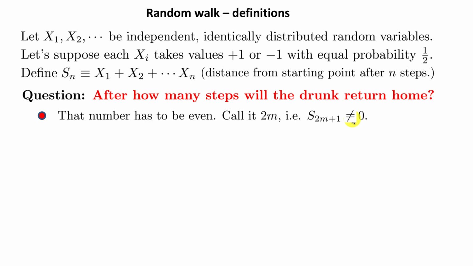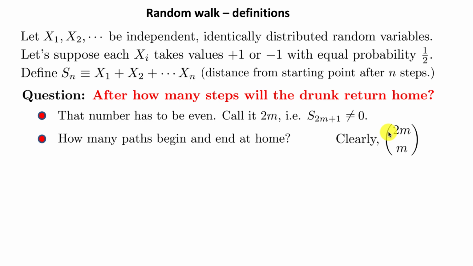Next, we can ask how many paths begin and end at the starting point, at home. Let's see how to work this out. So, look at this quantity, the binomial 2m, choose m. And as you know, this is just 2m factorial divided by m factorial into m factorial. Why is that? Well, because 2m is the total number of objects, and the number of ways of choosing them is 2m factorial, but m of these are identical and the other m are also identical, and so therefore you have 2m factorial divided by m factorial into m factorial.